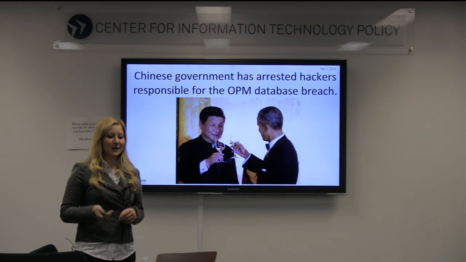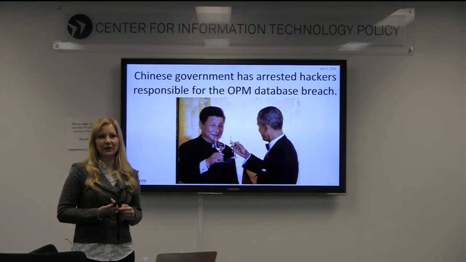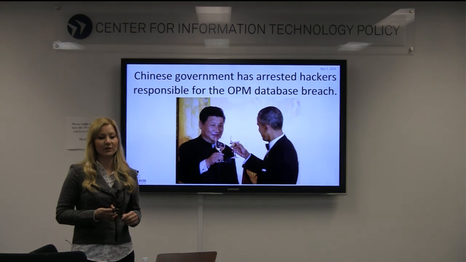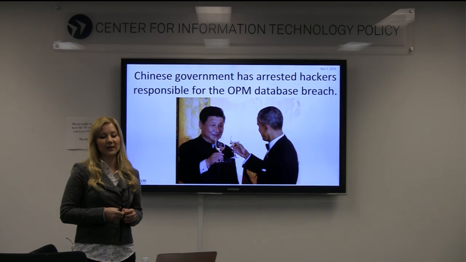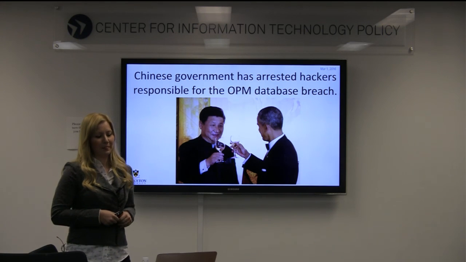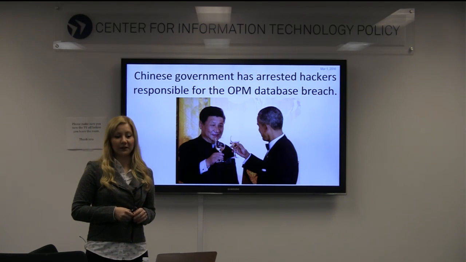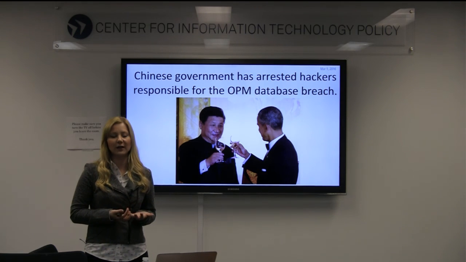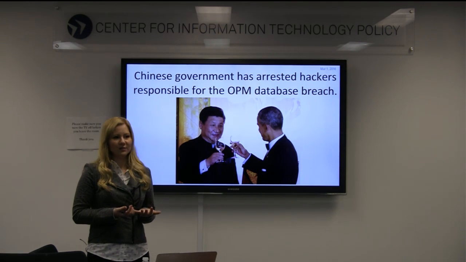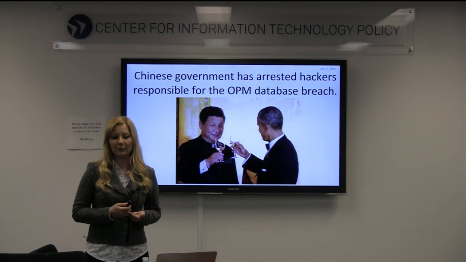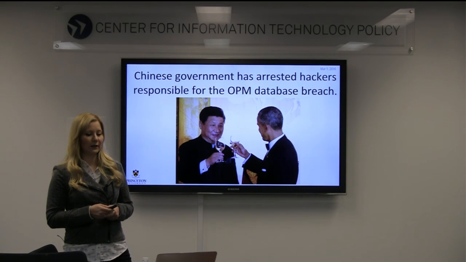And at the end, a few months after the intrusion was detected, the Chinese government announced that they arrested the hackers that were responsible for the OPM database breach. And a few months after that, they are celebrating with Obama. They seem to be okay with everything, but we don't know how they were able to find these hackers and arrest them. Like, are these real hackers or are these sock puppets? We don't really know what happened, and there is not much transparency again in this area.